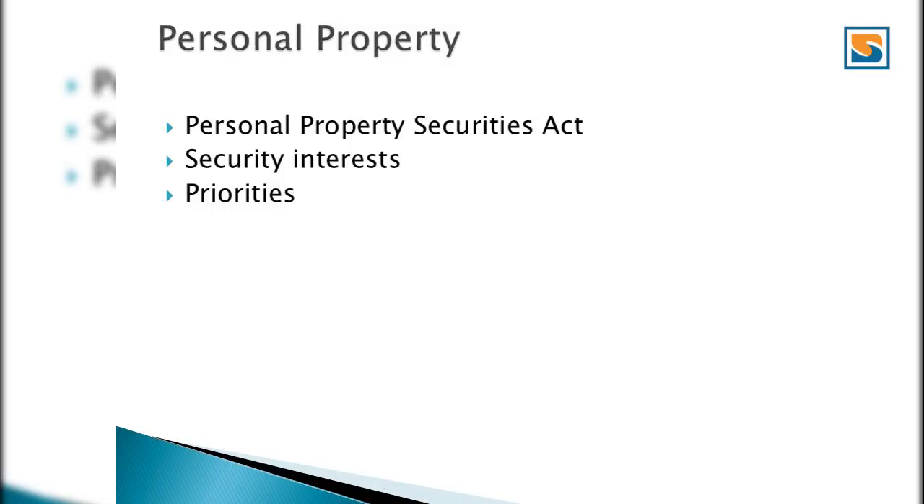The Personal Property Securities Act sets rules for creating and enforcing security interests in personal property. It also sets the priorities between different interests.